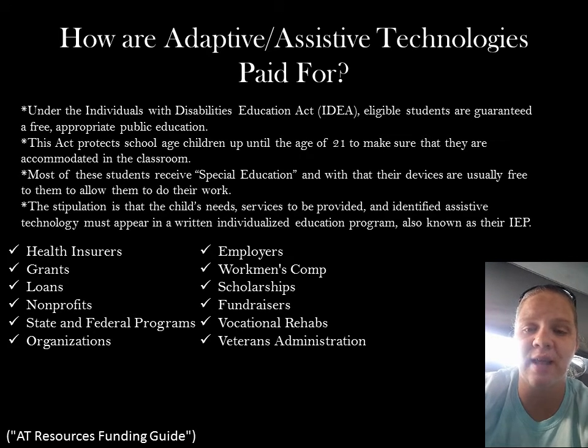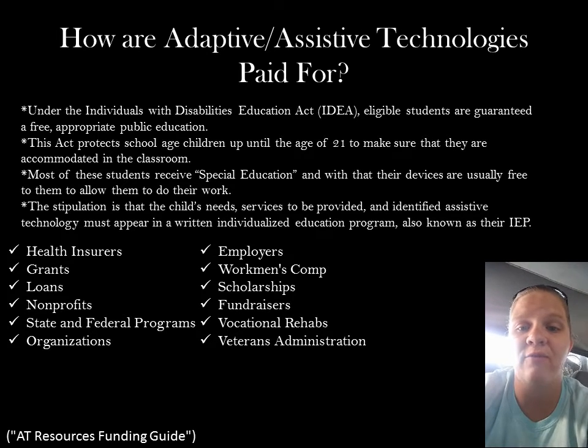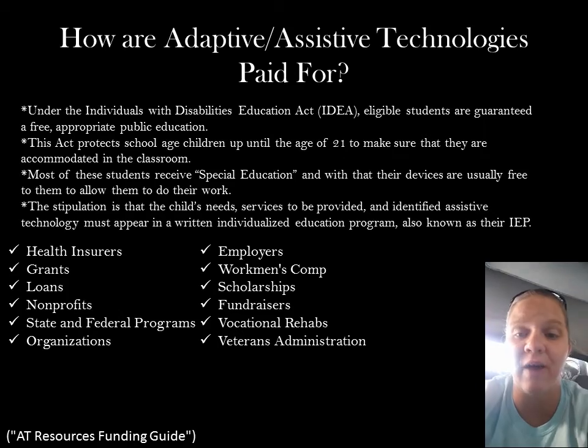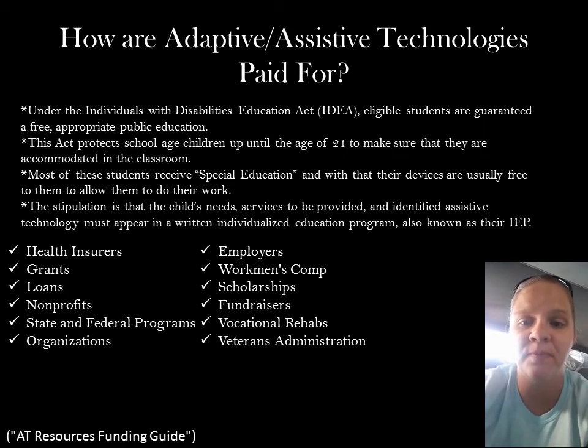Now, some children need these at home, some adults need these devices and this technology, and there are other ways to get them. You have health insurance companies that will pay for them. You can take out a loan. There are grants you can write to receive them. There are state and federal programs that help people receive these technologies. There are nonprofit organizations. Workman's comp will help if you get hurt on the job, as well as your employer. And even the Veterans Administration helps those that need these devices if you are a veteran.